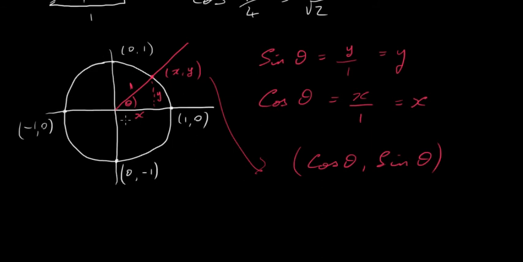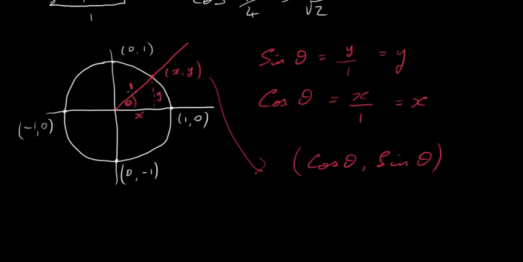In other words, if you take 0 degrees here, or 0 radians, the cos is going to be the first coordinate here of 1. So in other words, the cos of 0 is 1. The sine of 0 is going to be the second number here, the y coordinate, which is 0. So the sine of 0 is going to be 0.